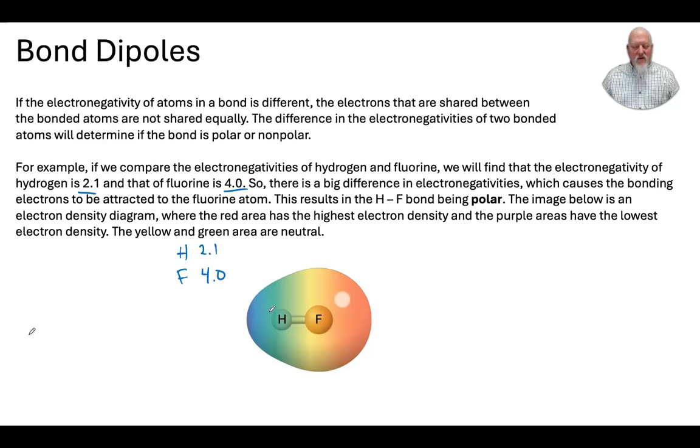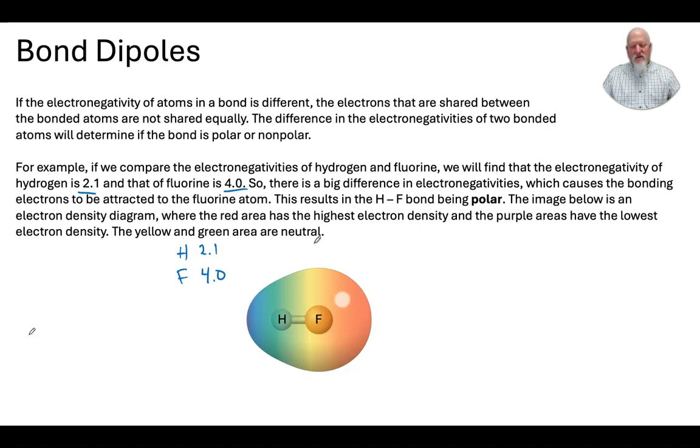And what that causes is this thing called a dipole. And a dipole is simply a separation of charges. So in this case, one end, the fluorine end, is slightly negative. The hydrogen is slightly positive. So the charges are slightly separated, causing poles, a negative pole and a positive pole. If we think of poles, you think of magnets that have opposite poles. This is the same kind of thing. There's a positive end and a negative end.